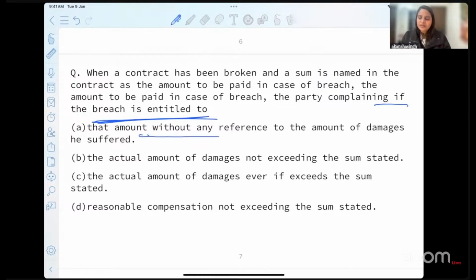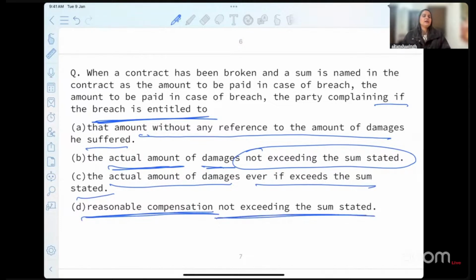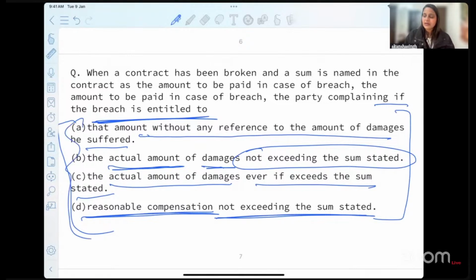The options are: the amount without any reference to the amount of damages he has suffered; the actual amount of damage not exceeding the sum stated; the actual amount of damage even if it exceeds the sum stated; and the fourth one, reasonable compensation not exceeding the sum stated. Which one do you think is the correct answer? Please drop your answers. We have four options here, and if you have read the provision we just discussed, I believe you'll be able to find the answer.